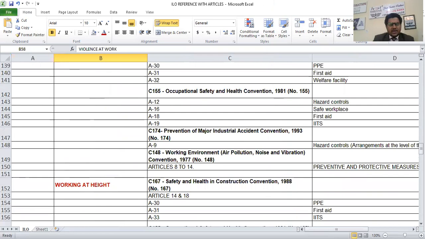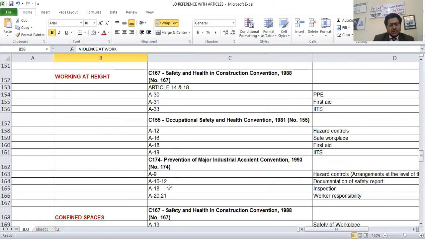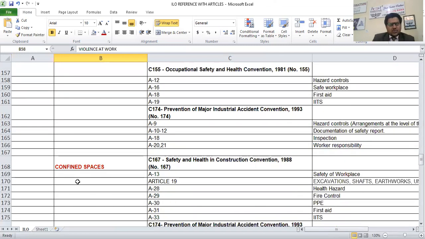Then also for working at height, we have C167, safety and construction. We also have different articles supporting, like PPE, first aid, hazard control, safe workplace. So whatever you are writing there, especially the control or kind of hazard category, make sure in the risk assessment you are giving the exact references, because without reference, if you're going to write something, especially in the risk assessment project, it would be hard for you to get the numbers.